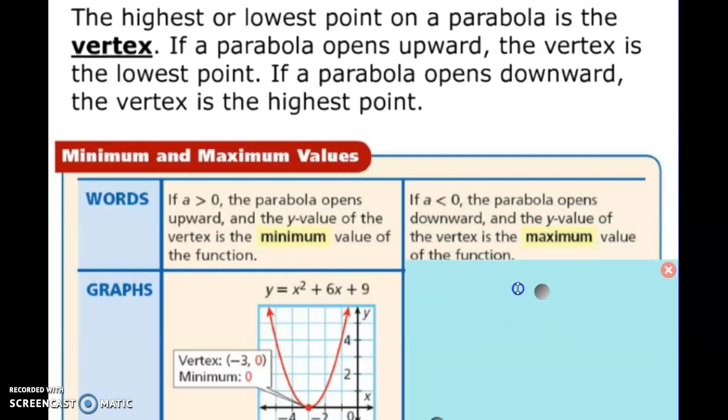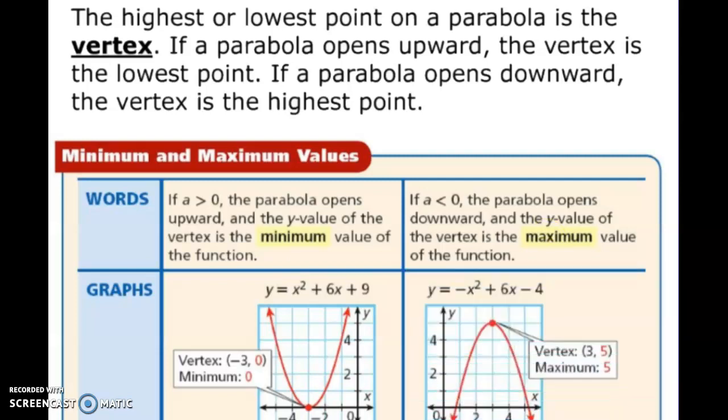Likewise, if a is less than 0, the parabola opens downwards, and the y value of the vertex is the maximum. So now look at this example. You have a parabola that is opening downwards, and I know that because I see the negative in front of the x squared, which you know, of course, is also a negative 1. So negative 1 is my a, that's less than 0. That means this parabola opens downward, so the highest point is going to be the vertex. And in this case, the vertex is 3, 5. So my maximum is 5.